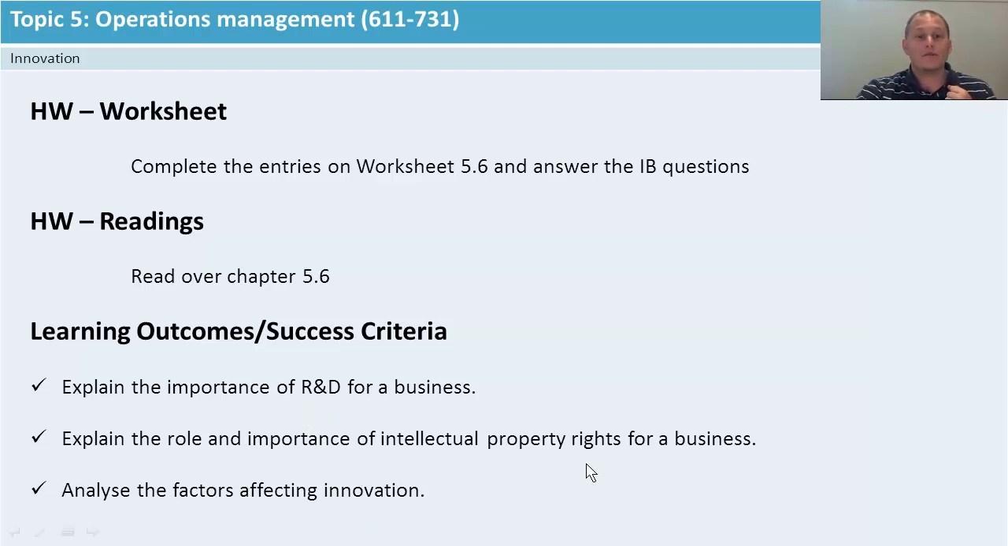And the role and importance of IPR for a business. So can you talk about copyrights, patents, and trademarks, and why they're important, and if you don't have them, what can happen? So define IPR, give a reference, and give 2 reasons why you have to protect it and the consequences if you don't. And lastly, what are some of the factors affecting innovation? So STEEPLE, time, and money. And with these things, how does this actually cause some problems?